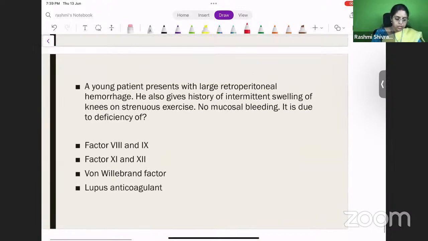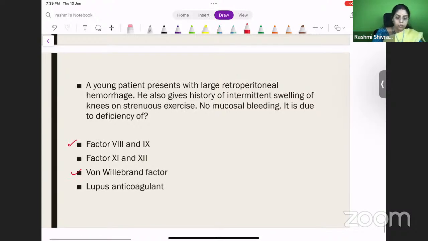Yes. So a young patient presents with large retroperitoneal hemorrhage. He gives history of intermittent swelling of knees on strenuous exercise. There is no mucosal bleeding. What is it due to the deficiency of? Is it factor 8 and 9, hemophilia? Factor 9 and 12, 11 and 12, von Willebrand factor, or lupus anticoagulant? So basically this question boils down to whether it's von Willebrand factor deficiency or factor 8, factor 9 deficiency.